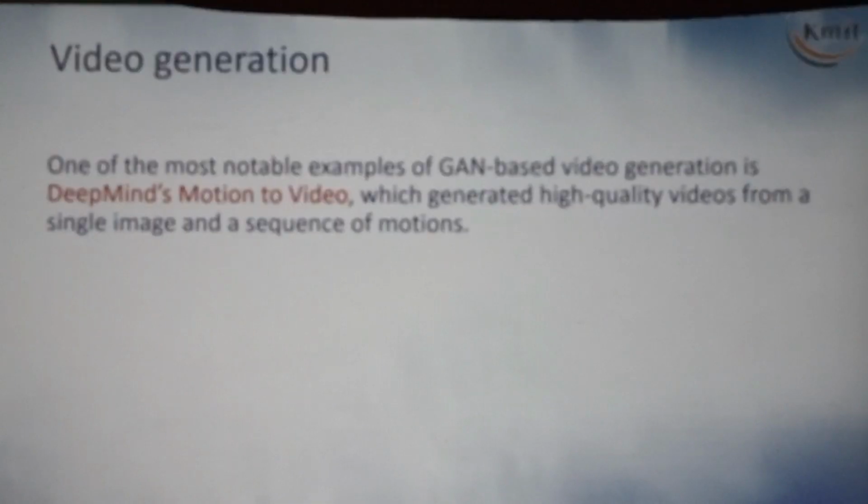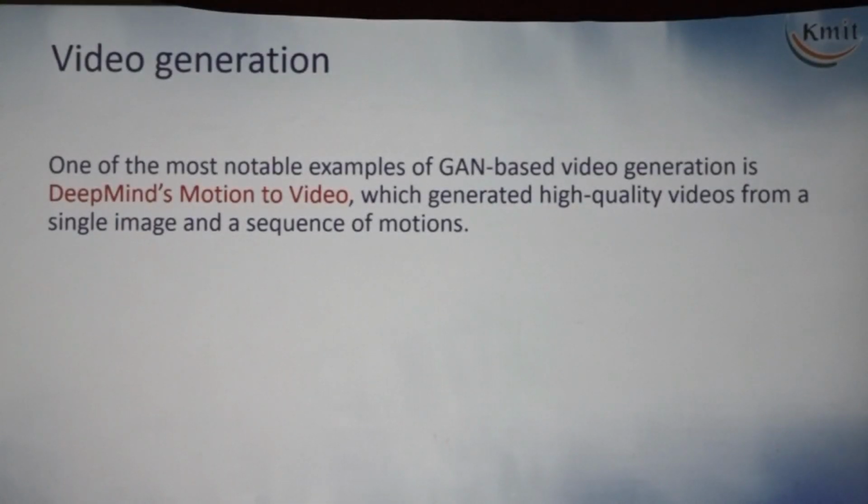And video generation, DeepMind's motion to video. Meaning that it will take some set of images and it will generate the video. Like GIFs, we are creating GIFs, right? How are we creating that? From a sequence of images. If you take the sequence of images and combine them, you will get some video, GIFs, and small videos. You can use them.